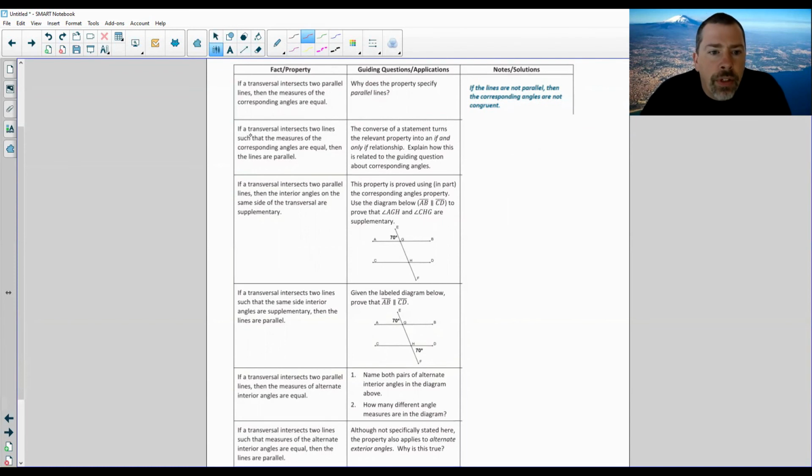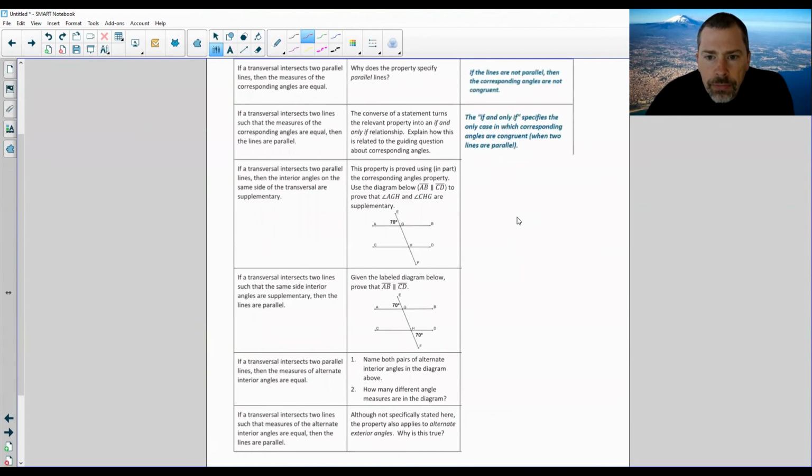All right. If a transversal intersects two lines such that the measures of the corresponding angles are equal, then the lines are parallel. That's the converse of the previous, and here it says it. The converse of a statement turns the relevant property into an if and only if relationship. Explain how this is related to the guiding question about corresponding angles. The answer to that is if and only if. The if and only if specifies the only case in which corresponding angles are congruent is when two lines are parallel.